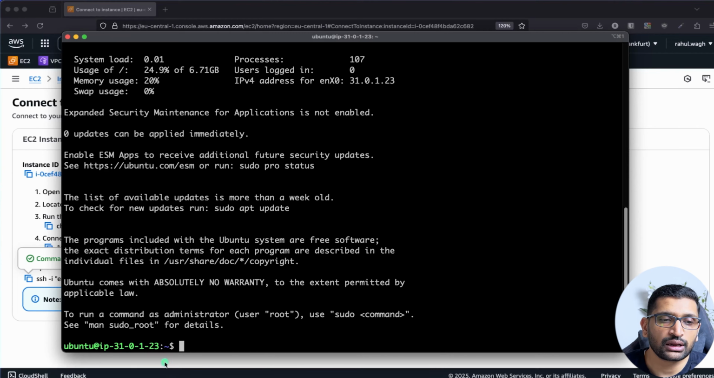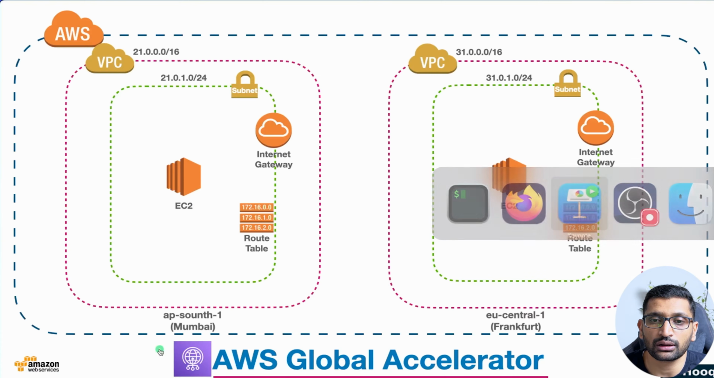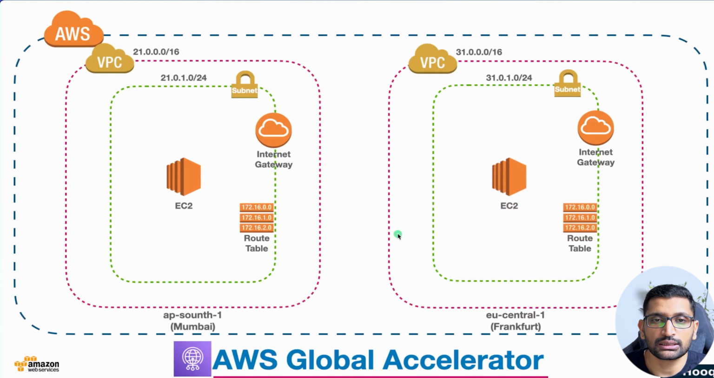And here you can see we are able to log in to our Frankfurt Ubuntu machine, which is on an IP range 3.101.23. And if you compare, this is the CIDR range which we are working with, which is this one. All right, so which means we are able to connect to our virtual machine.